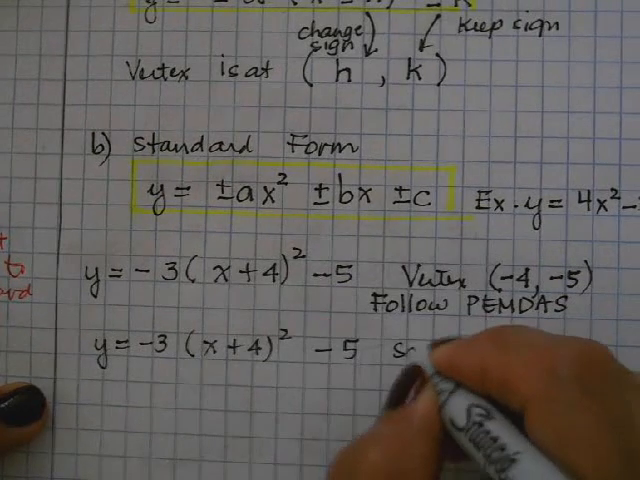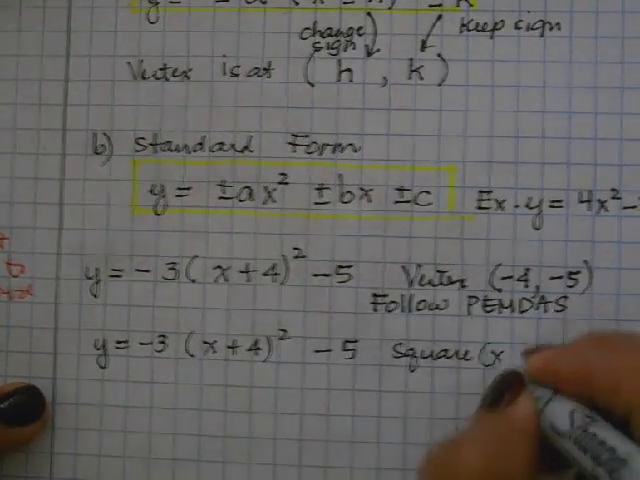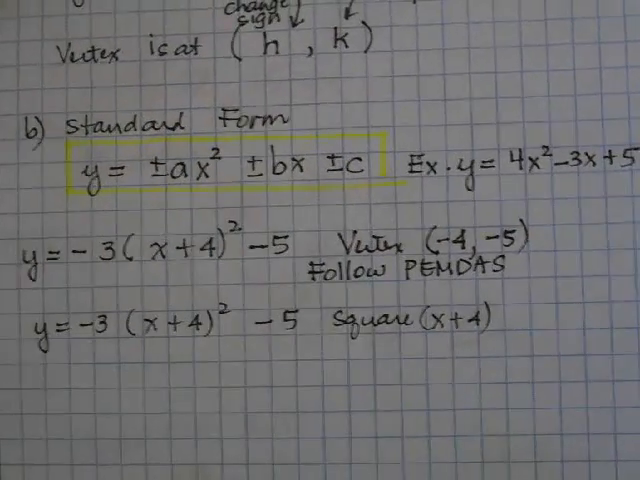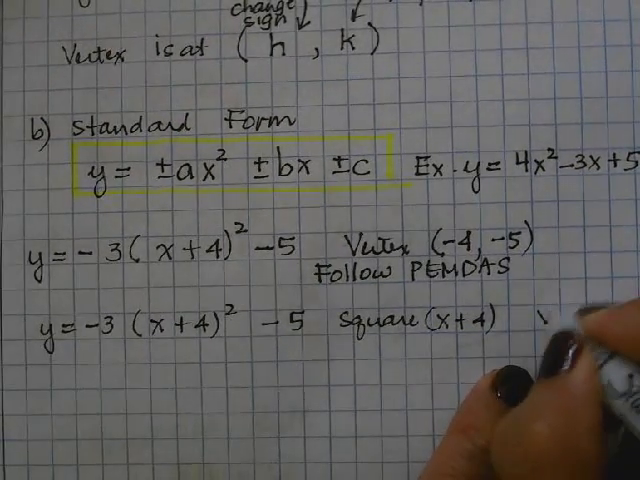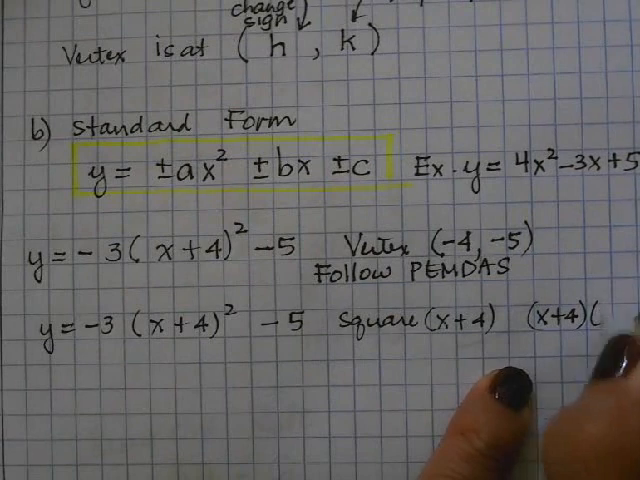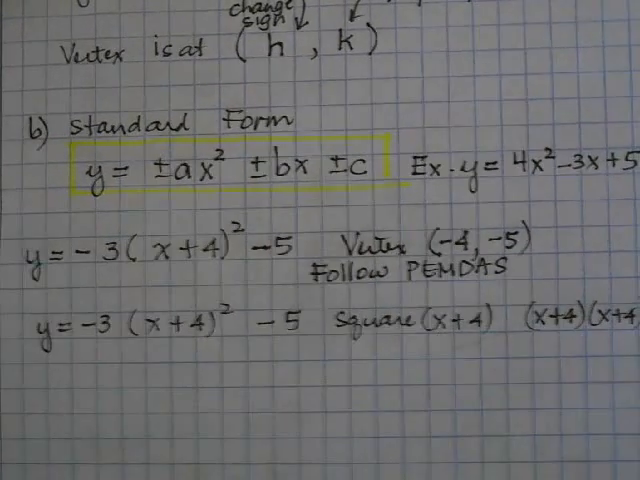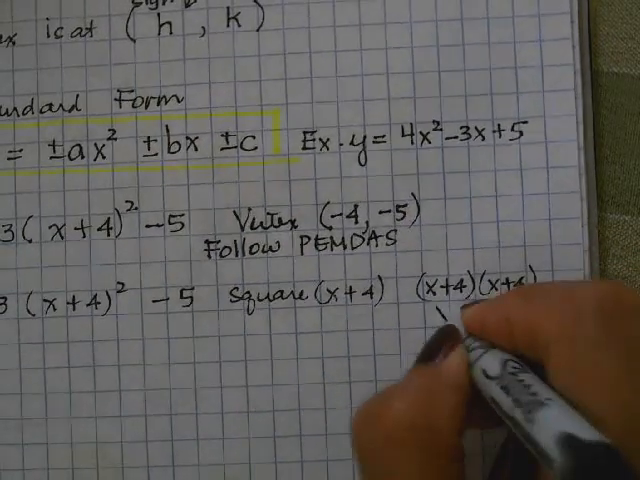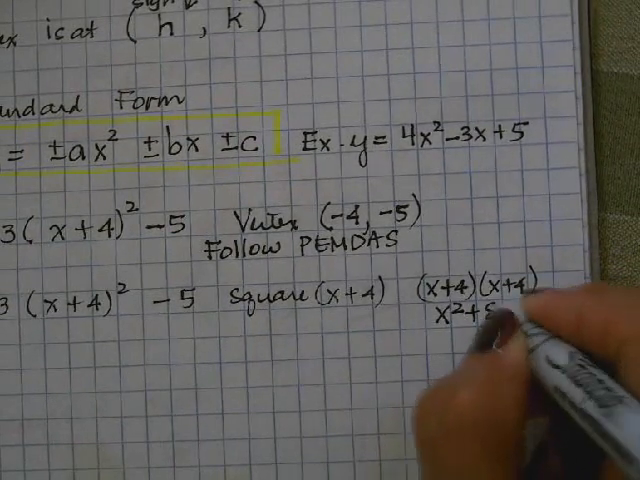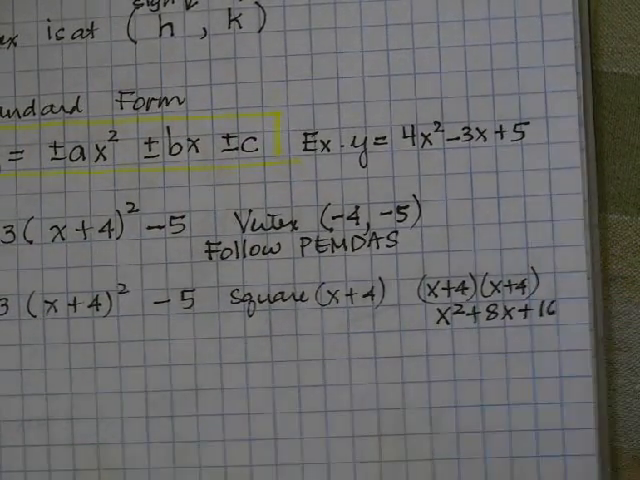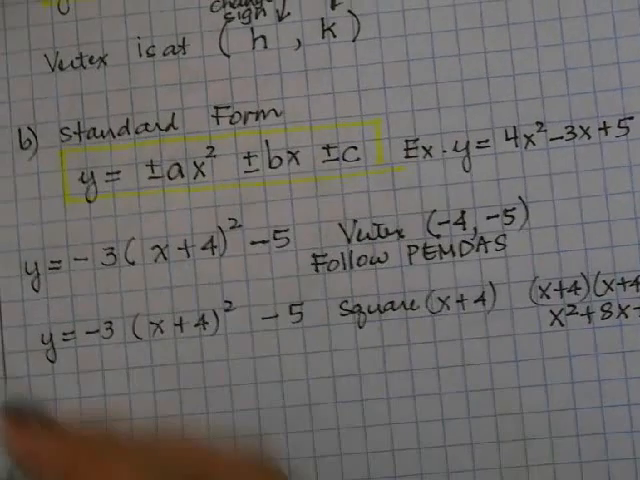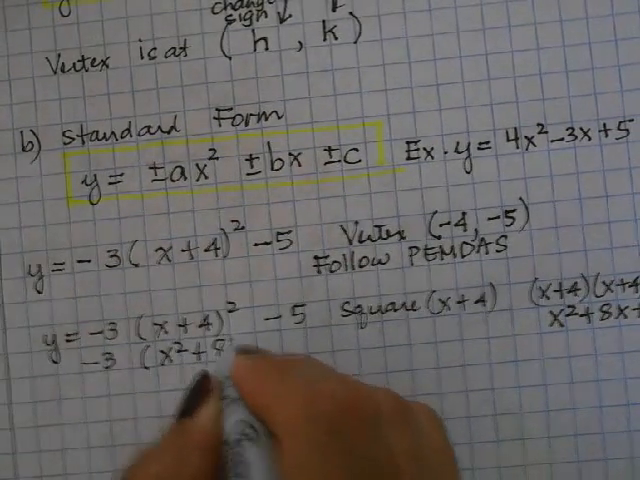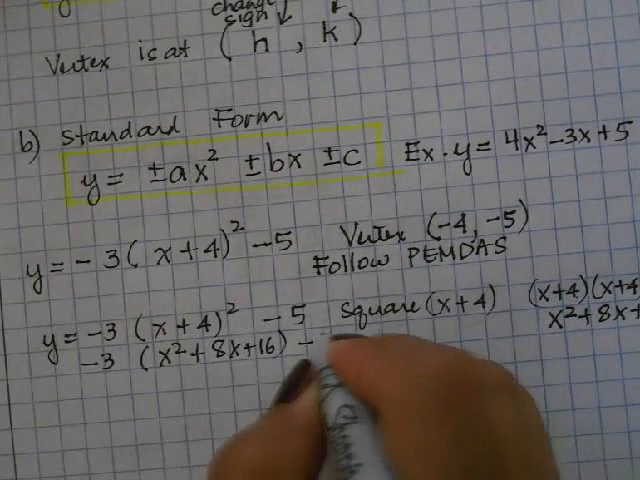The first one is to square x plus 4. How do you square? What is x plus 4 times x plus 4? Let's do it on the side. x plus 4 times x plus 4. I hope you know how to do that. You add, then you multiply. So that would be x squared plus 4 plus 4, 8x, plus 4 times 4, 16. So this becomes negative 3 times x squared plus 8x plus 16, minus 5.